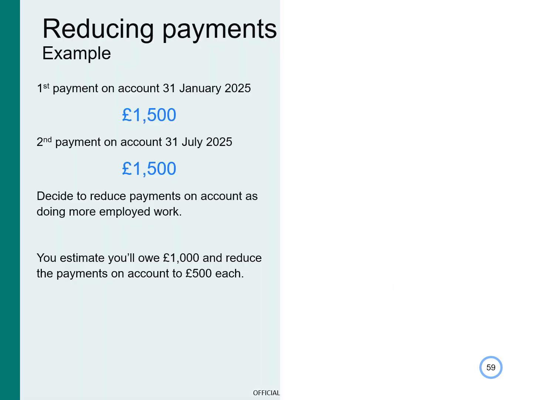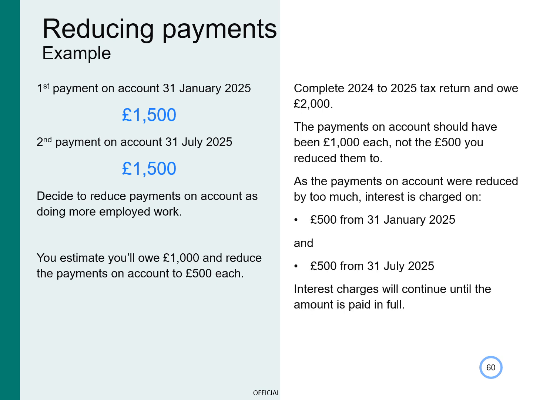Your tax calculation shows that you should make a payment on account of £1,500 in January 2025 and £1,500 in July 2025. Because you're doing more employed work and you're not going to be doing as much self-employed work in 2024 to 2025, you decide to reduce your payments on account. You estimate that you will owe £1,000 in 2024 to 2025 rather than the £3,000 that the payments on account are based on. So you reduce each payment on account to £500.